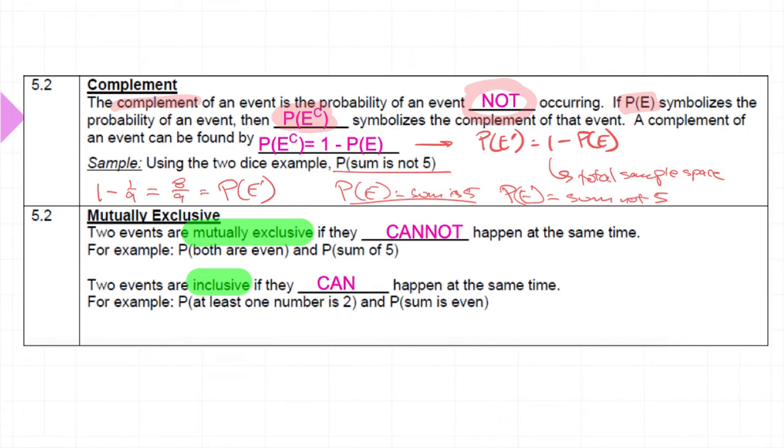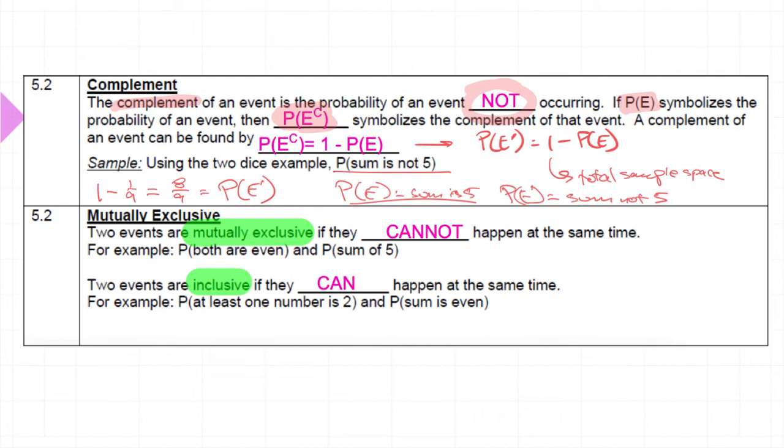Looking at exclusivity, two events are mutually exclusive if they cannot happen at the same time. So for example, the probability of rolling two even numbers and those two even numbers adding up to 5, that's impossible. You can't do that. So these events are mutually exclusive. They cannot happen at the same time.